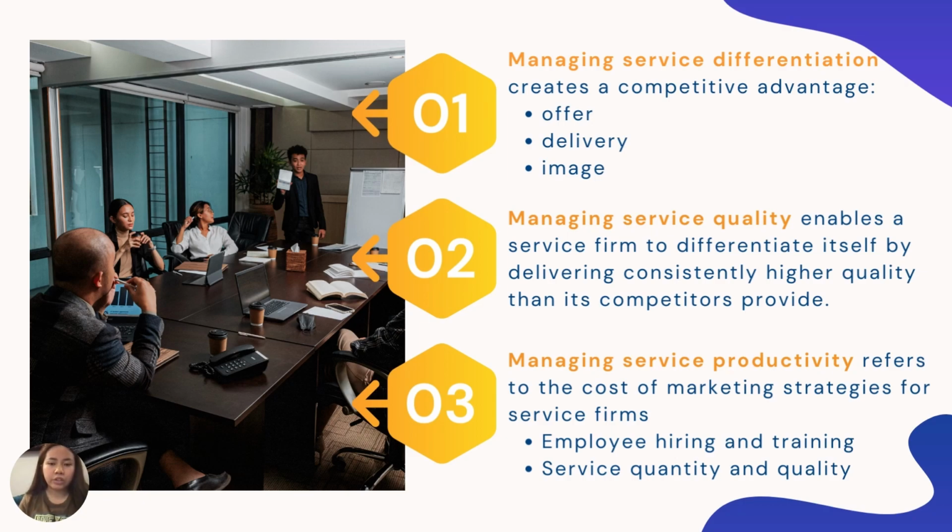The offer can include distinctive features. Delivery can include more able and reliable customer-contact people, environment, or process. And image can include symbols and branding. Each firm can differentiate itself by delivering consistently higher quality than its competitors provide. Managing service quality enables a service firm to differentiate itself by delivering consistently higher quality than its competitors provide.